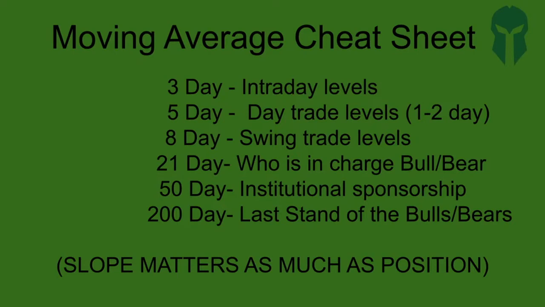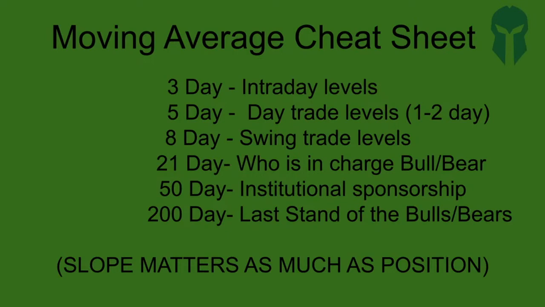And then you are looking at something as simplistic as swing trade levels. Swing trades, 2 to 6 days, 2 to 6 weeks, roughly. Okay. Bulls and bears. Who's in charge? Bull or bear? If you are above the 21-day moving average, these are all simple moving averages, you are in bull control. If you are below the 21-day moving average, you are in bear control.